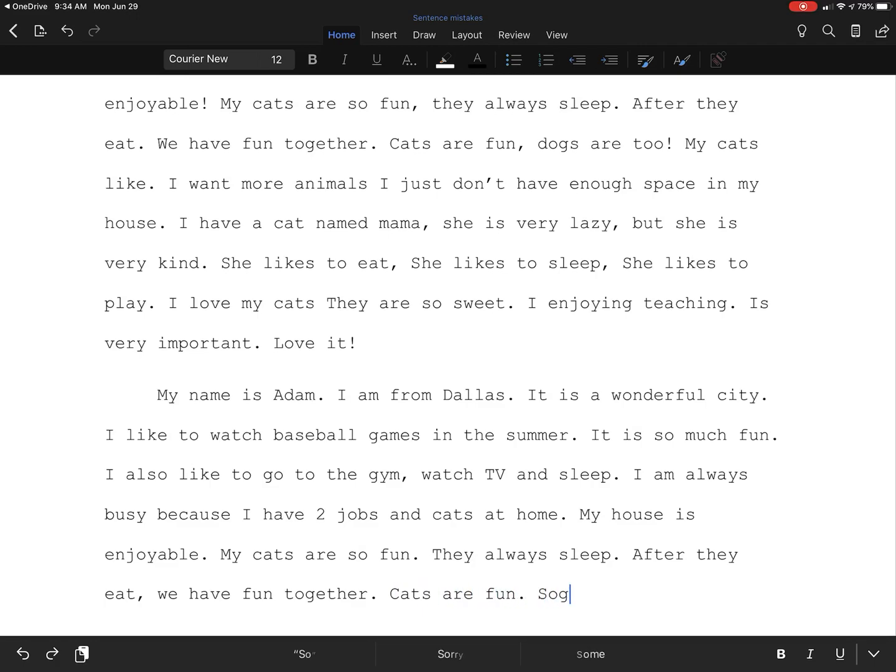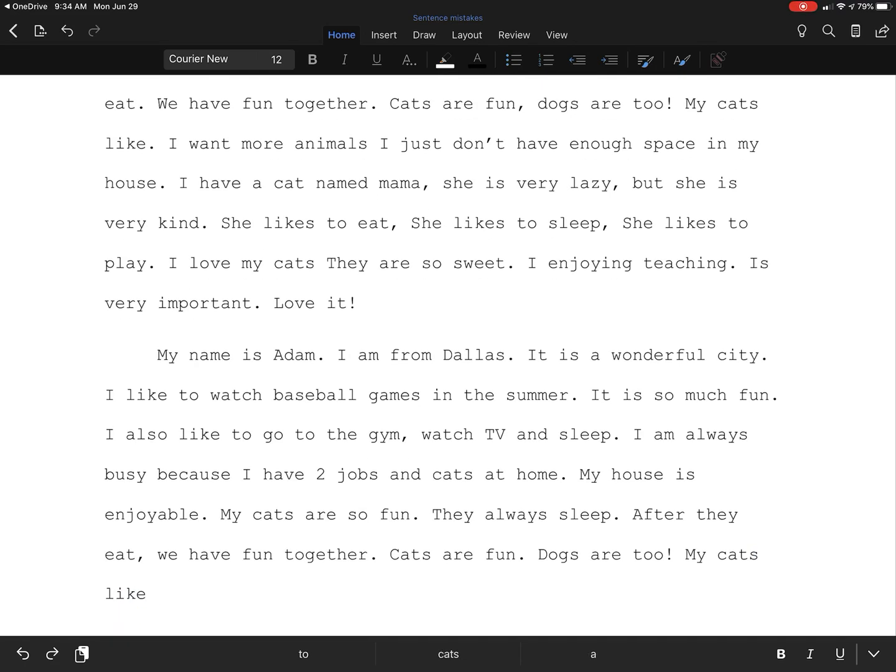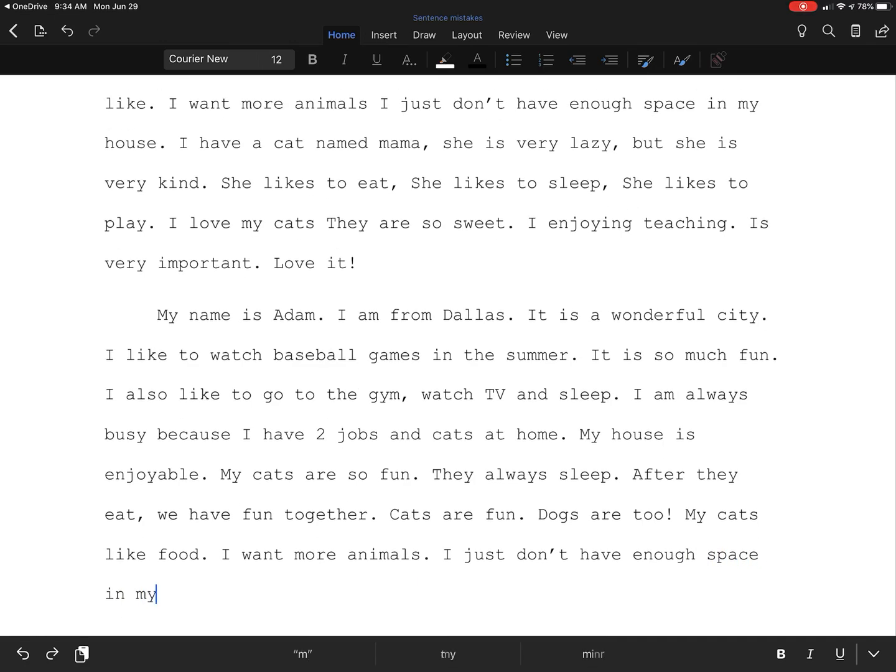Cats are fun. There should be 2 sentences, right? Dogs are too. My cats like. I need to say something here. My cats like what? My cats like food. I want more animals. That's the end of a sentence, so I need either a period, but it looks like we could also use but if we wanted to. Okay? I just don't have enough space in my house.